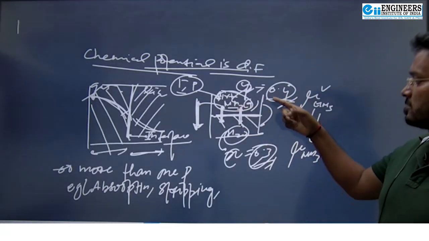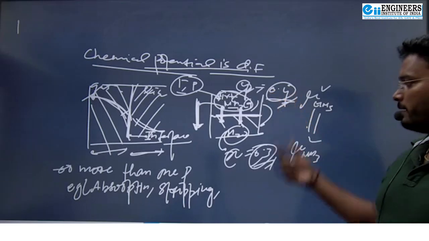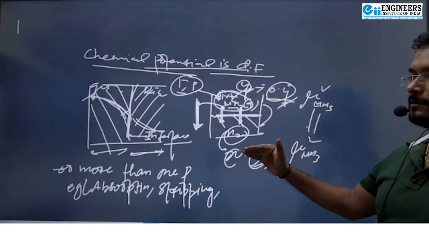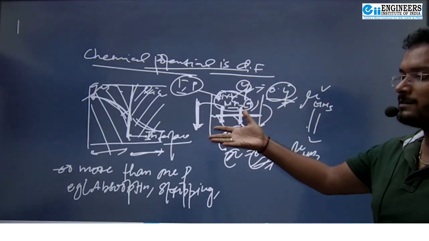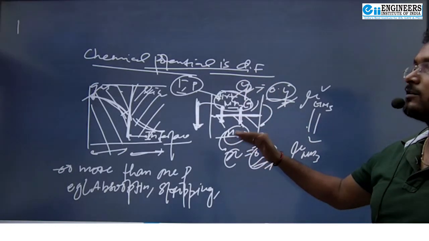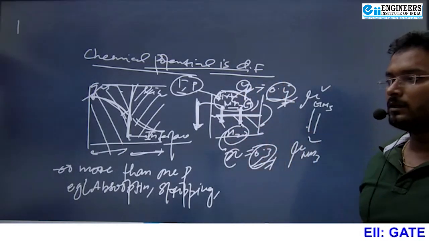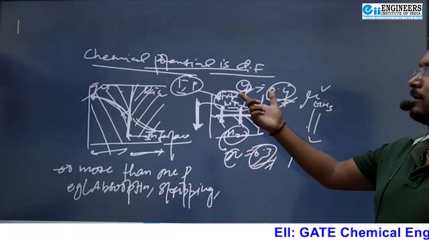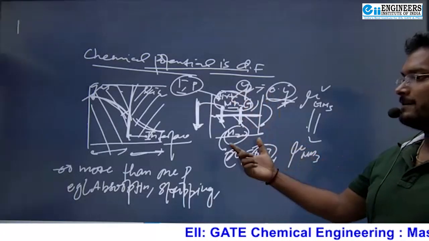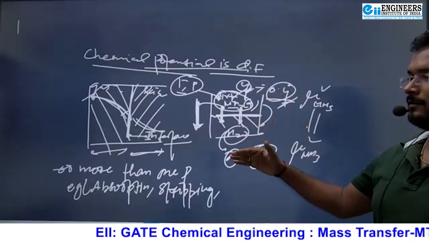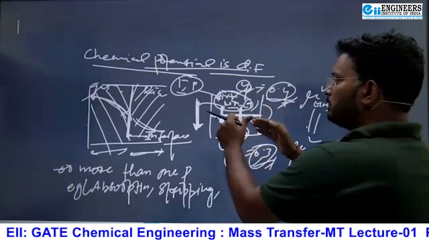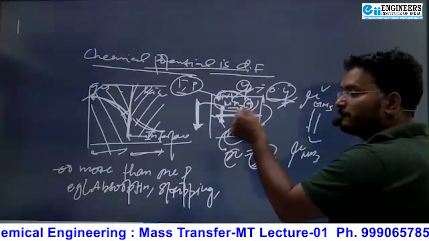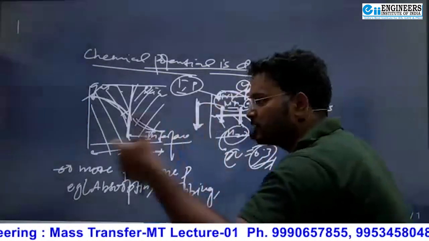Because even the concentration difference is there. Here 0.4, here 0.3. Even though the concentration difference is there, no mass transfer is going to happen. It means the driving force for the mass transfer is not the concentration difference. Am I right? In this case, the composition of ammonia in the vapor phase and liquid phase is different. So I am talking about more than one phase. In a single phase, again the driving force is concentration, you can say.